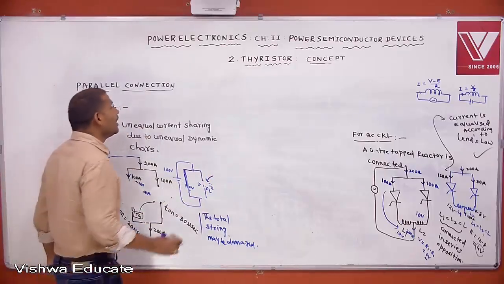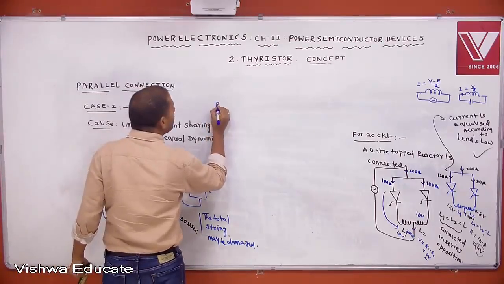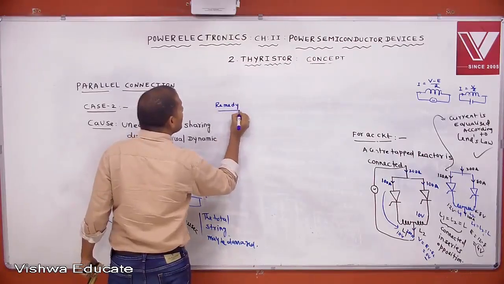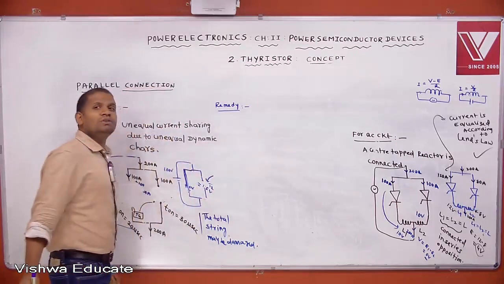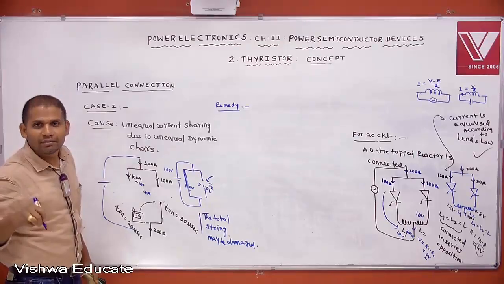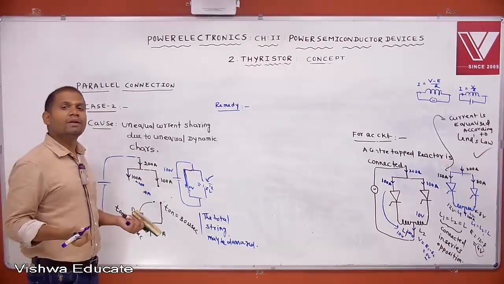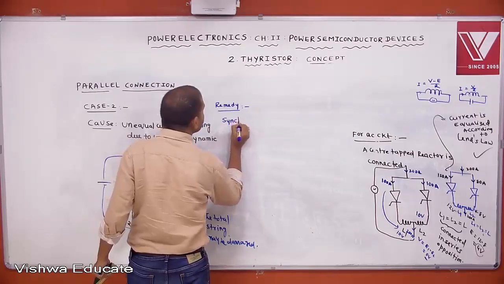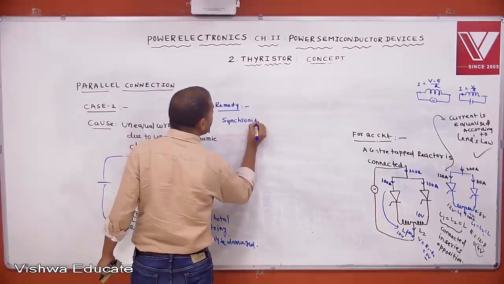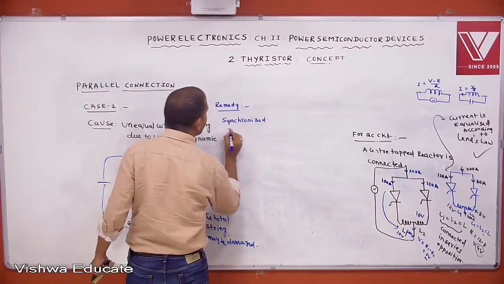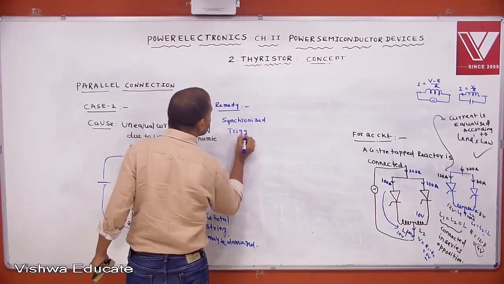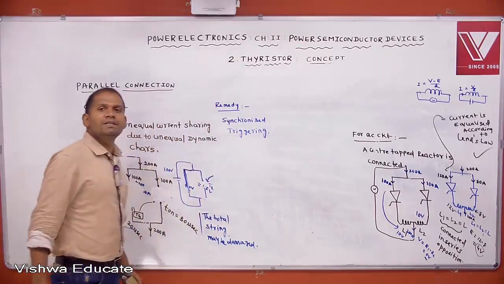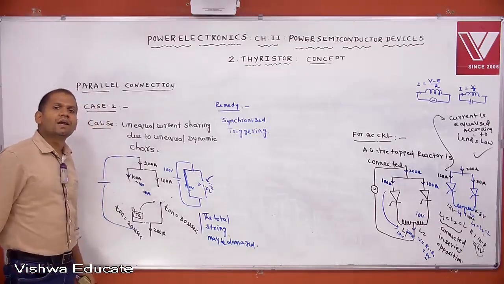You tell me. The remedy for this problem is that we can trigger the SCRs in such a way that both the SCRs turn on at a time. Then only this problem will be eliminated. The remedy for this problem is synchronized triggering. We can trigger the thyristors in such a way that both the SCRs will turn on at a time.